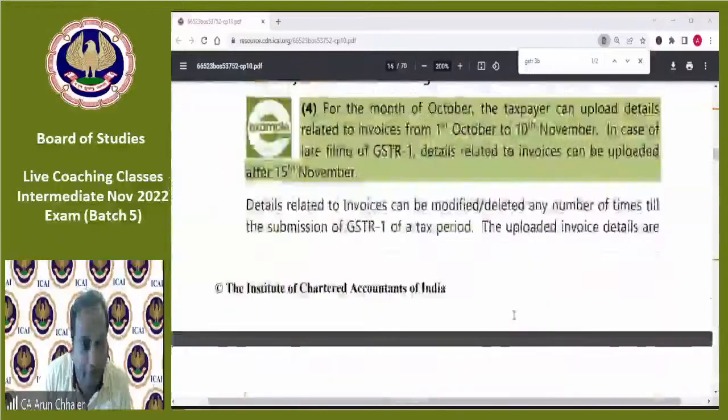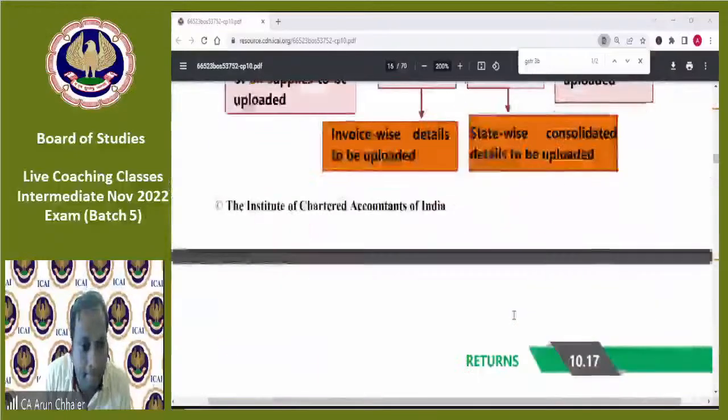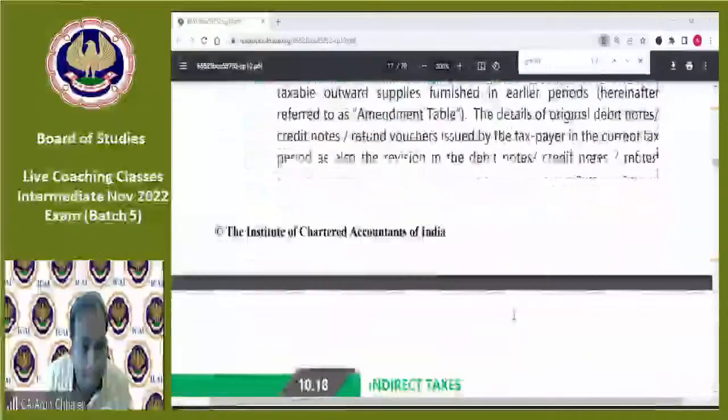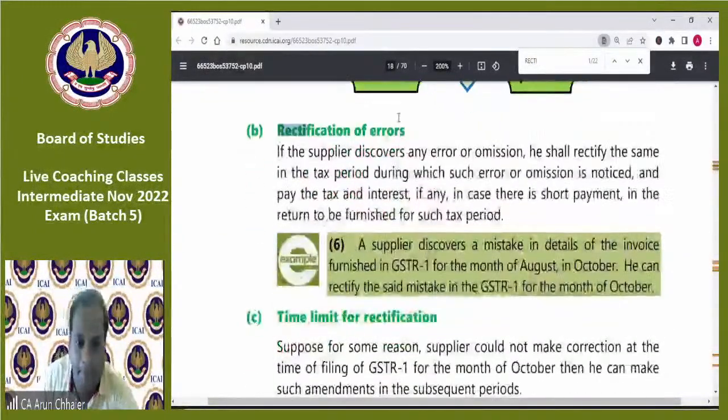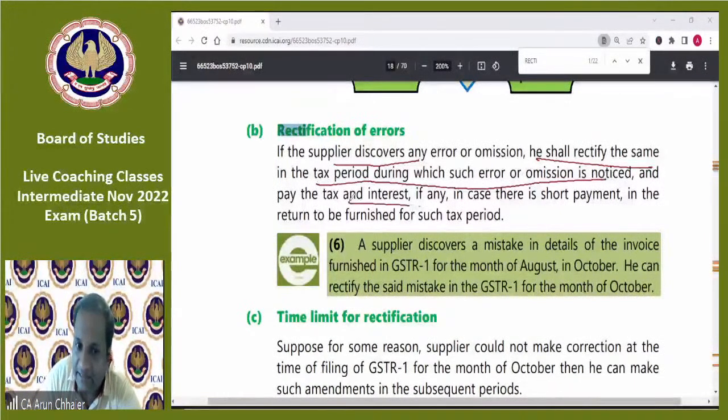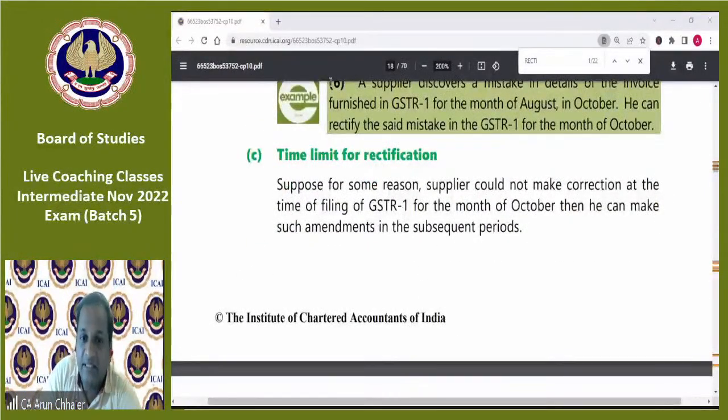Let me take one point. If the supplier discovers any error or omission, he shall rectify the same in the tax period during which such error is noticed and pay the tax and interest, if any, in case there is short payment. That is okay. Time limit for rectification. Suppose for some reason the supplier could not file the correction at the time of filing the GSTR for the month of October, then he can make such amendment in the subsequent period.